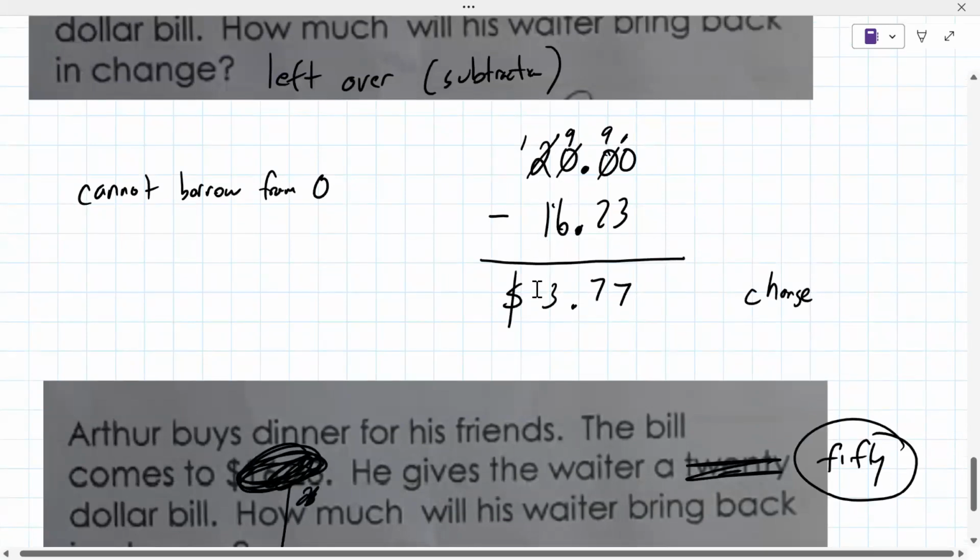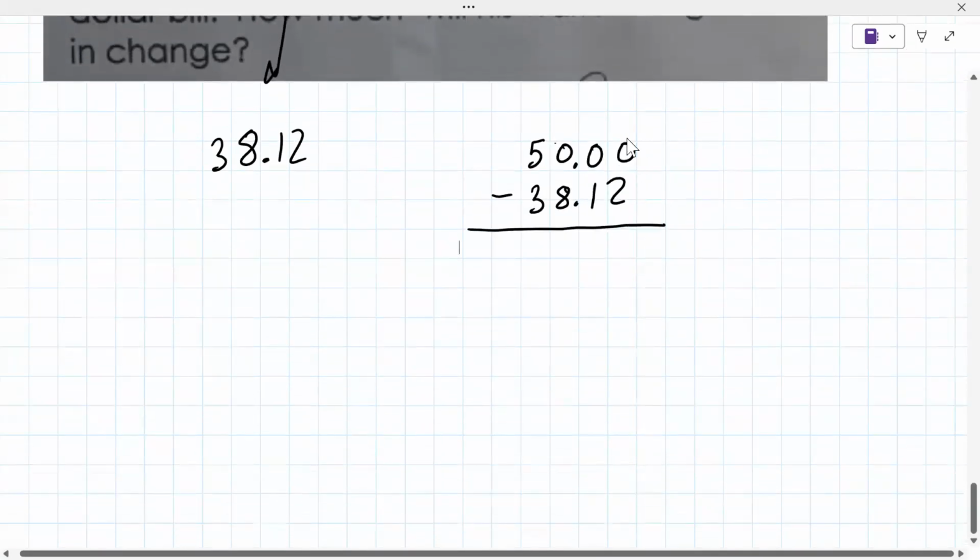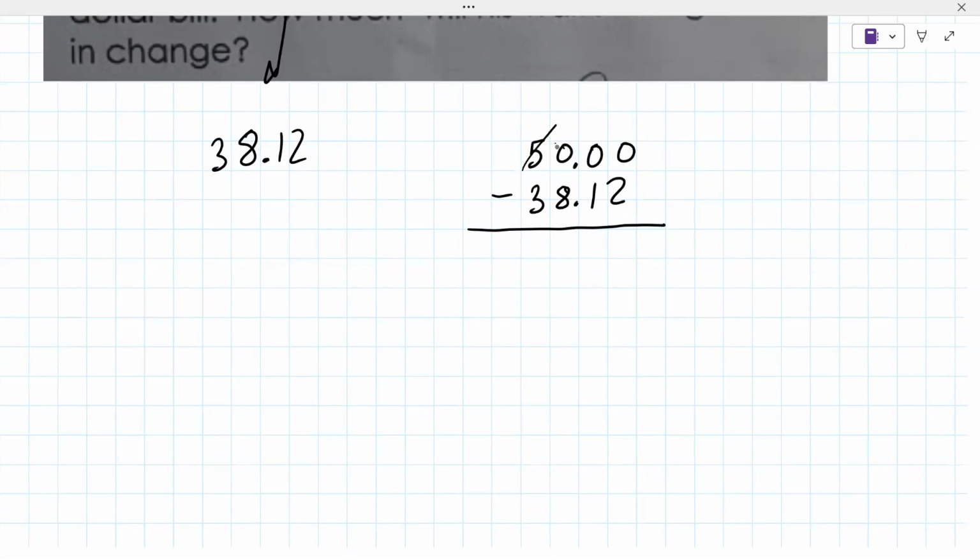So let's work through this together. Is 0 smaller than 2? Yes. Okay, so you can't do that. Now, can you borrow from this 0? No. Can you borrow from this 0? No. Can you borrow from 5? Yes. Okay, what does 5 become when you borrow from it? 15. It reduces by 1. 4. So this becomes a 4.